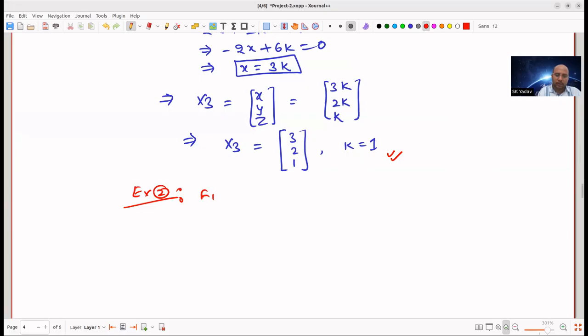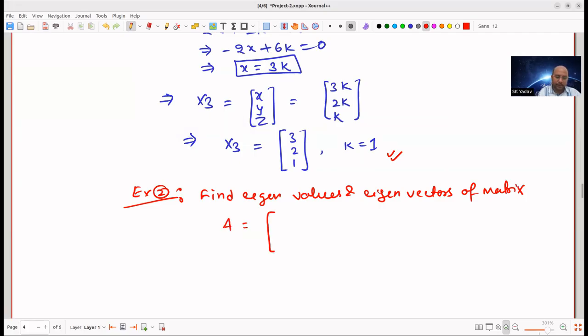So find eigenvalues and eigenvectors of a matrix, which is again 3 cross 3. So A is given as 1, minus 1, and 4, 3, 2, minus 1, and 2, 1, minus 1.